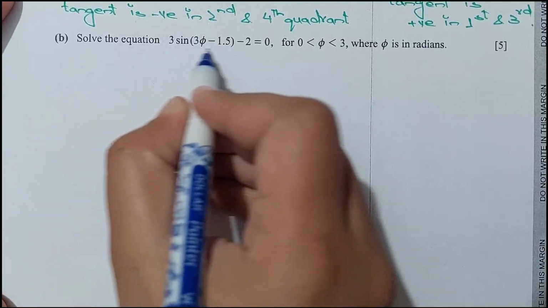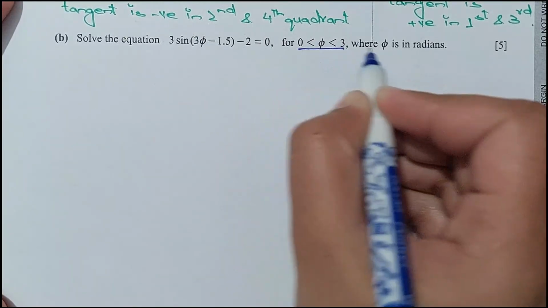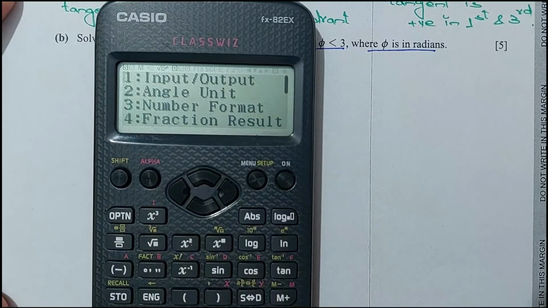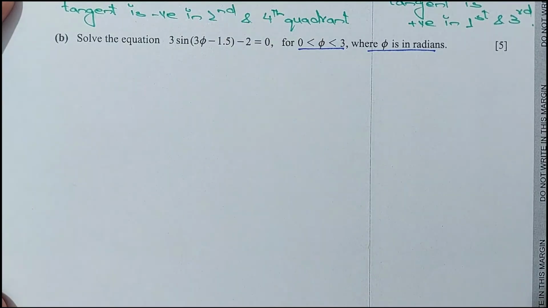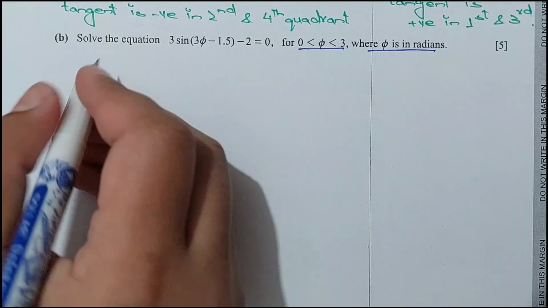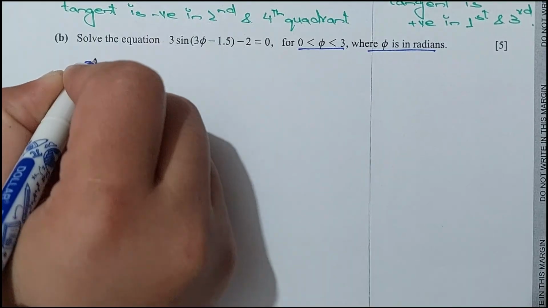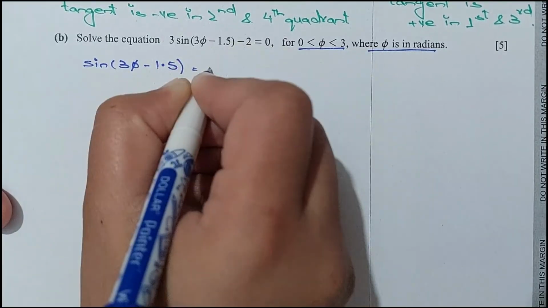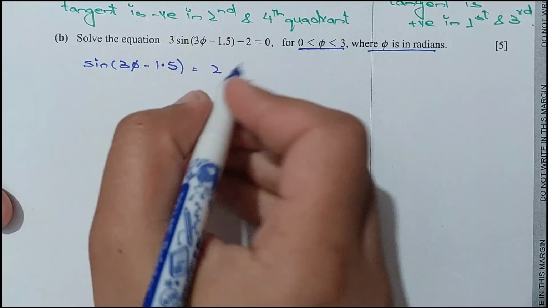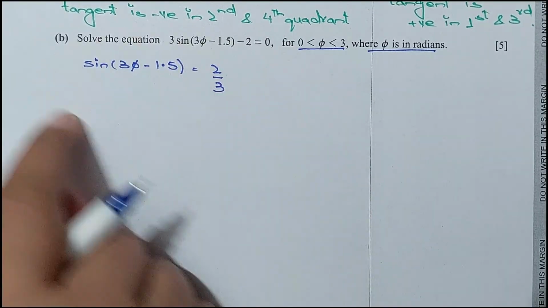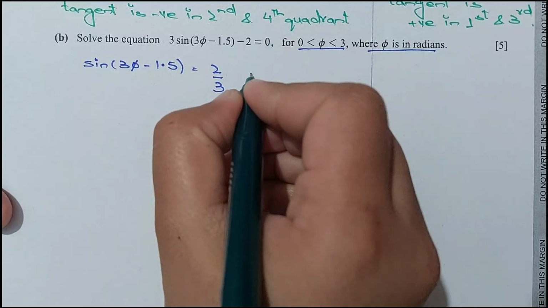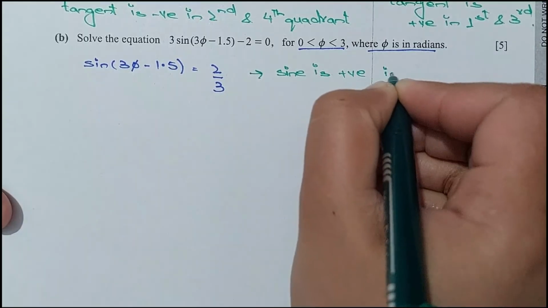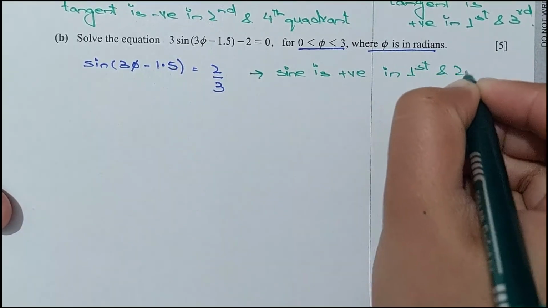Now for part B, solve this equation for phi between 0 and 3, where phi is in radians. So first thing first, let me convert my calculator into radians. This is in radian mode now. Okay, now let me simplify this. So sine of 3 phi minus 1.5 would be equal to, shifting the 2 to the other side, it becomes positive, and dividing by 3. This is the equation in terms of sine. And according to the CAST rule, sine is positive in the first and second quadrant.